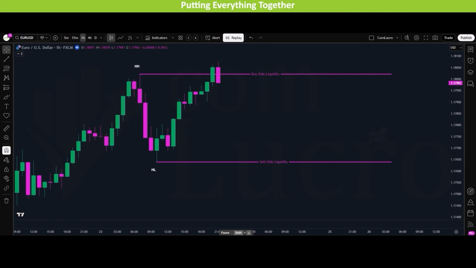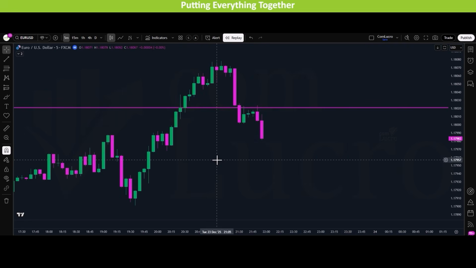This move sweeps buy-side liquidity above the high, triggering stops and attracting late breakout buyers. Then, instead of continuing higher, price fails to hold above the high and starts to reverse, signaling that the breakout was false and that liquidity has been taken.